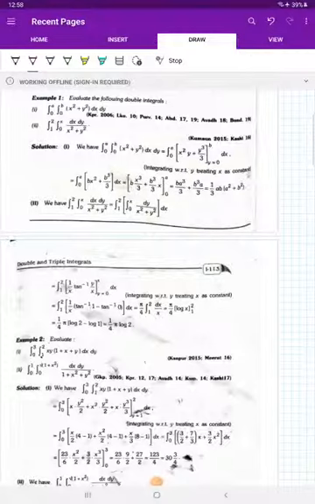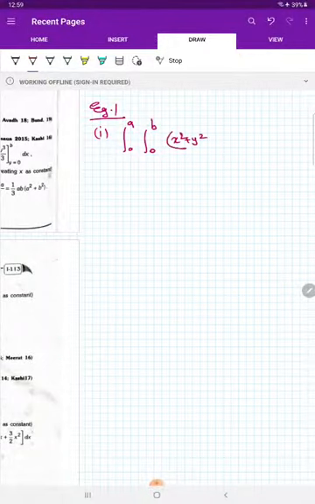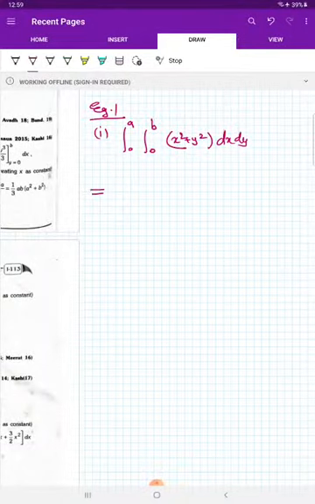Consider this example 1. First we will move to the first part, which is the integral from 0 to a, 0 to b, of the function x square plus y square dx dy. All four limits are constant, inner limit and outer limit both are constant, and the function is continuous. So using the repeated integral, you can integrate first with respect to x and then y, or first with respect to y and then with respect to x. Either way you will get the same value. First I am going to integrate with respect to x.